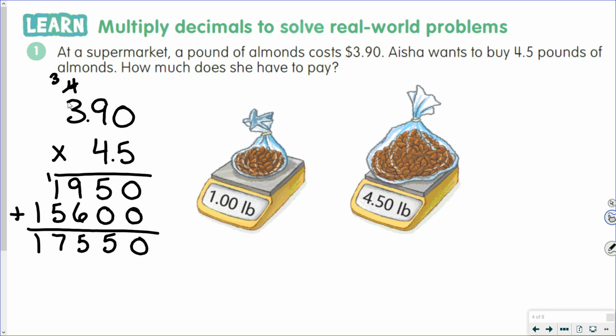Now we need to place the decimal point in our answer. And remember, we figured that out based on counting how many digits are after the decimal point in the two numbers we're multiplying together. Well, $3.90 has 2 digits after the decimal point. 4.5 pounds has 1 digit after the decimal point, for a total of 3 digits after the decimal point. And in order to have 3 digits after the decimal point, I should put my decimal right between the 7 and the 5. Now, since the question says how much does she have to pay, we are working with money. Money goes out to the hundredths, so we should rewrite our answer as $17.50.